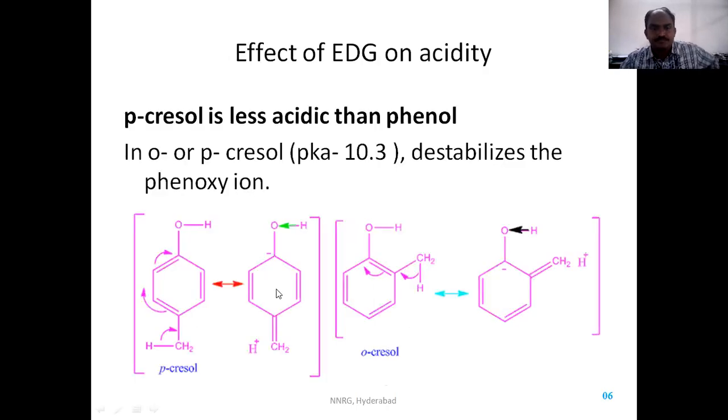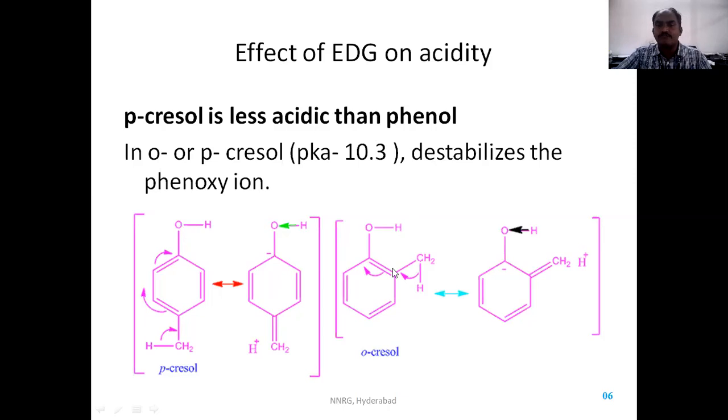If you see here, we'll take the example paracresol. That is a methyl group. Methyl group is an electron donating group. It will try to donate the electron cloud, so the electron cloud on this aromatic nucleus increases. So the electron cloud on oxygen is more, and it will not have a tendency to lose proton very effectively. So it will lose protons slowly. That is the reason the pK value of paracresol is 10.3, whereas for phenol it is 10. So when you compare here, the acidity is slightly less than that of phenol, right? Why? Because it destabilizes the phenoxide ion.